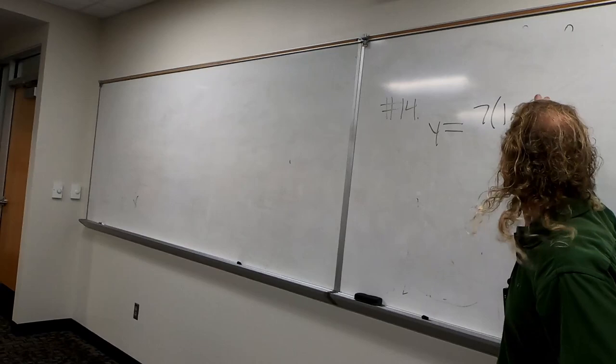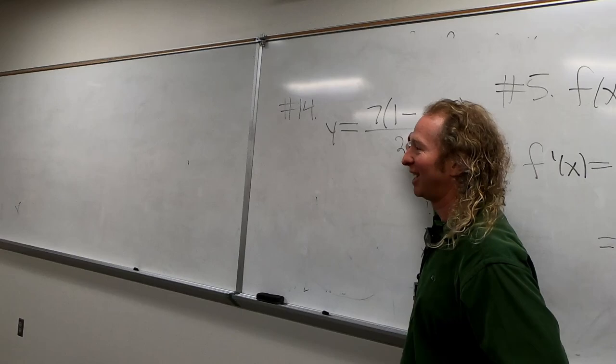Seven parentheses one minus sine x, all over two cosine x. Like this? Okay. Great question.